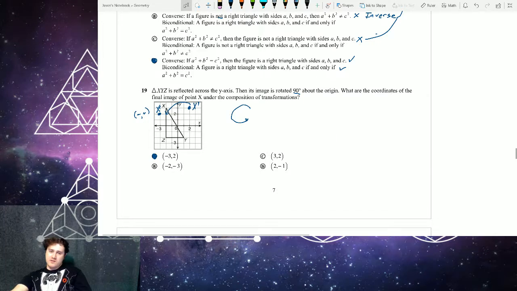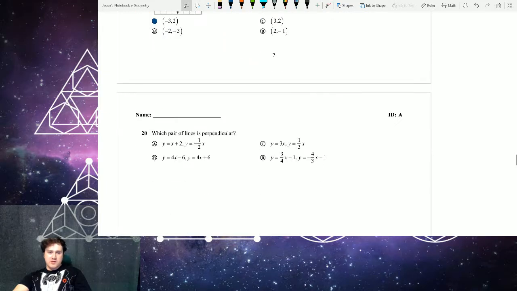Alright, last problem. Which of the pairs is perpendicular? So we have to look at the slopes again. So A, it's understood that there's a 1 in front of this x, so the slope's 1. The slope of the other one is negative 1/2. So negative 1/2 is not the opposite reciprocal of positive 1. So it is not A.